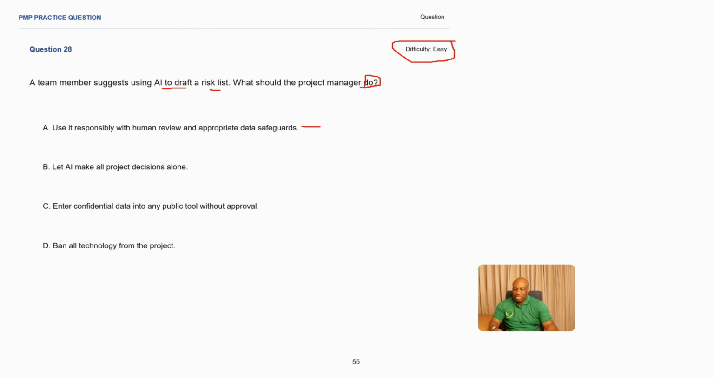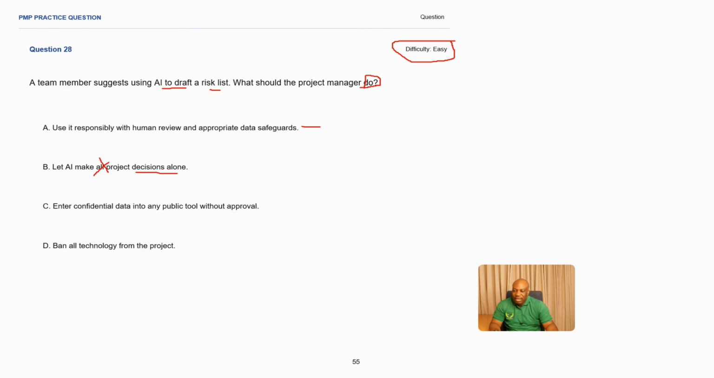AI can be used as a springboard, okay? And then you review. This one makes sense. Let AI make all project decisions alone. This is very dangerous. You see, any project environment must be based on the context of the project. So AI might not know the actual context as compared to human review, making this an incorrect answer.